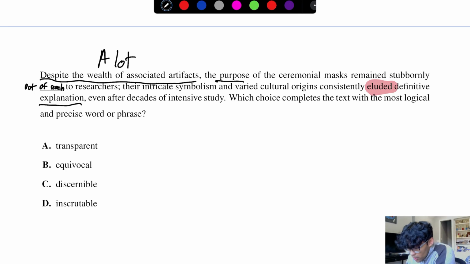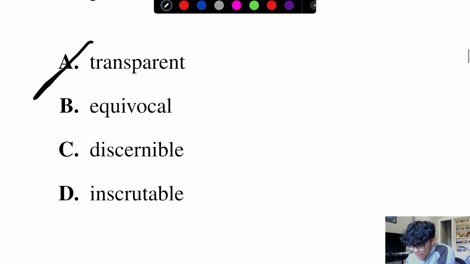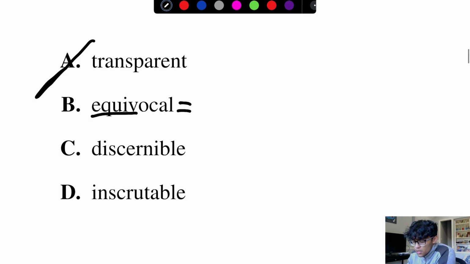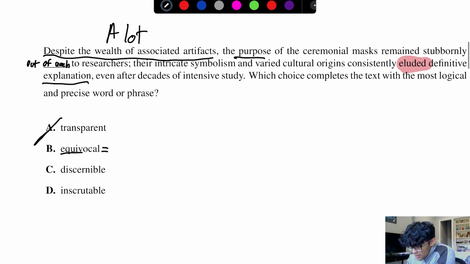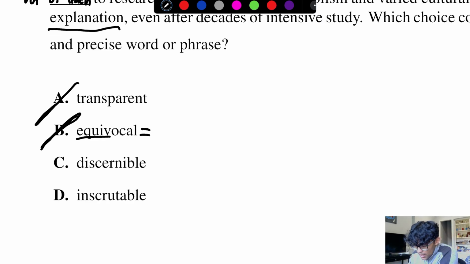So now that we have our blank filled in, let's look at our answer choices. So transparent, this doesn't really make much sense, right? Out of reach means that it's hard to see or hard to get to. Transparent is the opposite of that. Equivocal, so I don't really know exactly what this word means, but equiv sounds a lot like equivalent. So I'm gonna assume this means something similar to equivalent. So if I just plug equivalent into the blank, the purpose of these ceremonial masks remains stubbornly equivalent to researchers. Doesn't really make much sense. I'm gonna just cancel that.